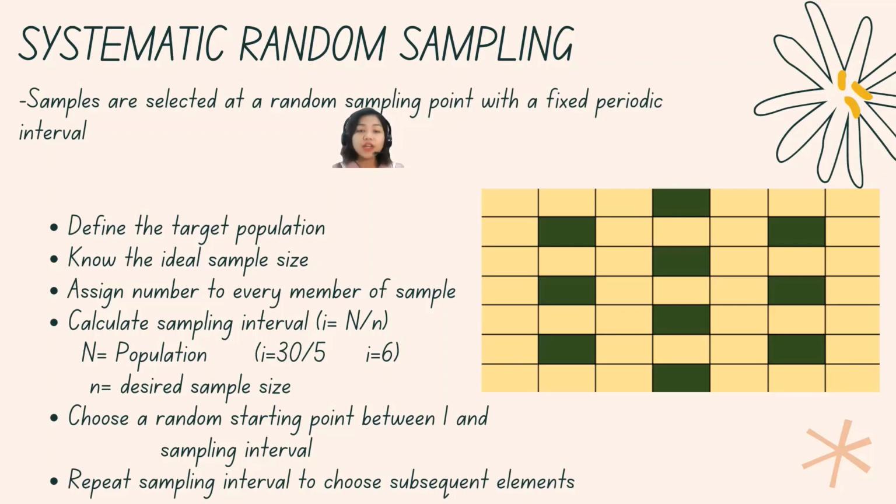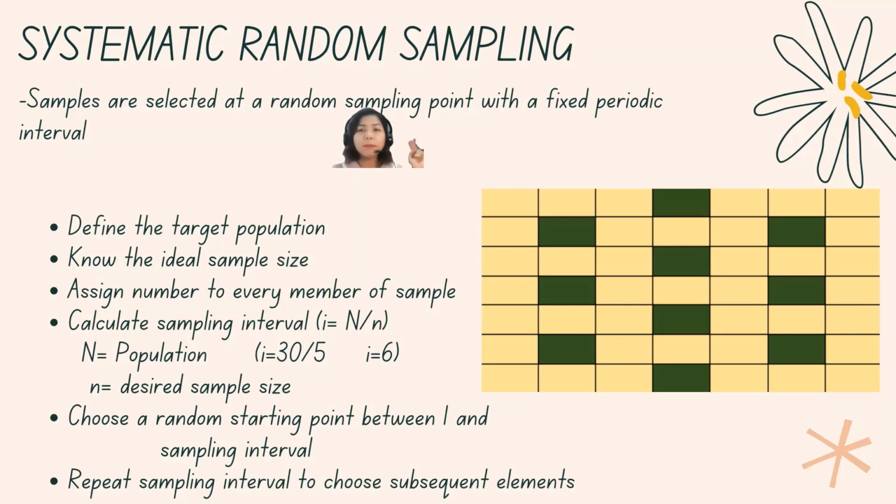So, to get your desired sample size, kung alam mo na may 30, i-divide mo lang ang 30 doon sa desired sample size, which is 5. Ibig sabihin, every 6 na thing or object or tao or entity, yun yung magiging part ng iyong sample size.